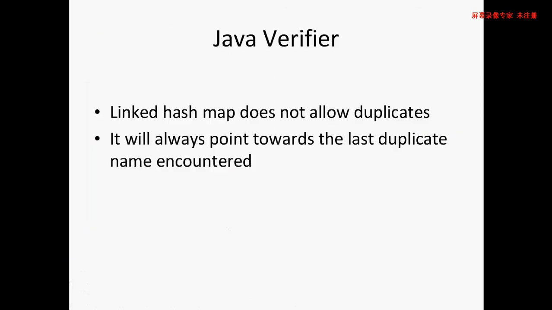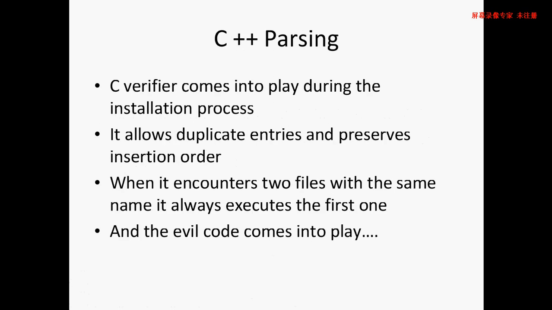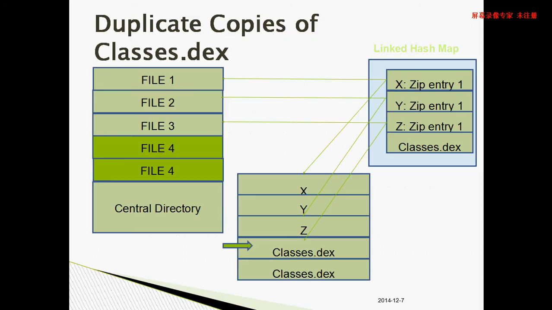What the Java verifier does is that it always points towards the last duplicate name encountered. It will not consider if there are 2 files with the same name. It will always consider the second file. And the C++ comes into the picture when the installation process starts. It allows duplicate entries, and if we have 2 files with the same name, it will always consider the first file which it encounters.